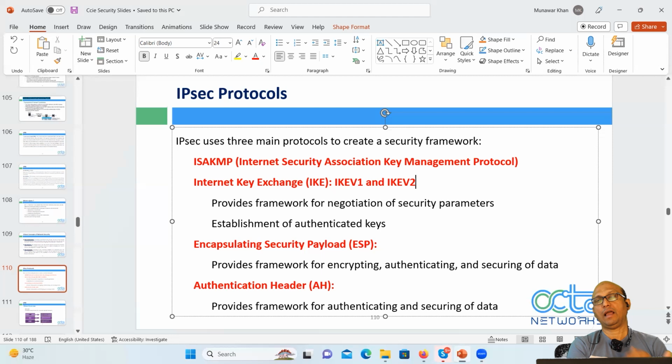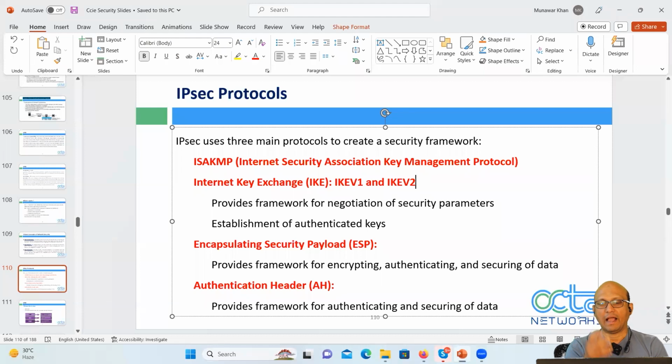So when it comes to IPsec, IPsec also has three sub protocols or three main protocols. Out of that, one is ISAKMP. Again, I told you we have two flavors of that, IKE version 1 and IKE version 2. What do these sub protocols actually do? IKE provides a framework for negotiation of security parameters and establishment of authenticated keys. Encapsulating Security Payload provides a framework for encrypting, authenticating, and securing of data. Authentication Header provides a framework for authenticating and securing the data.